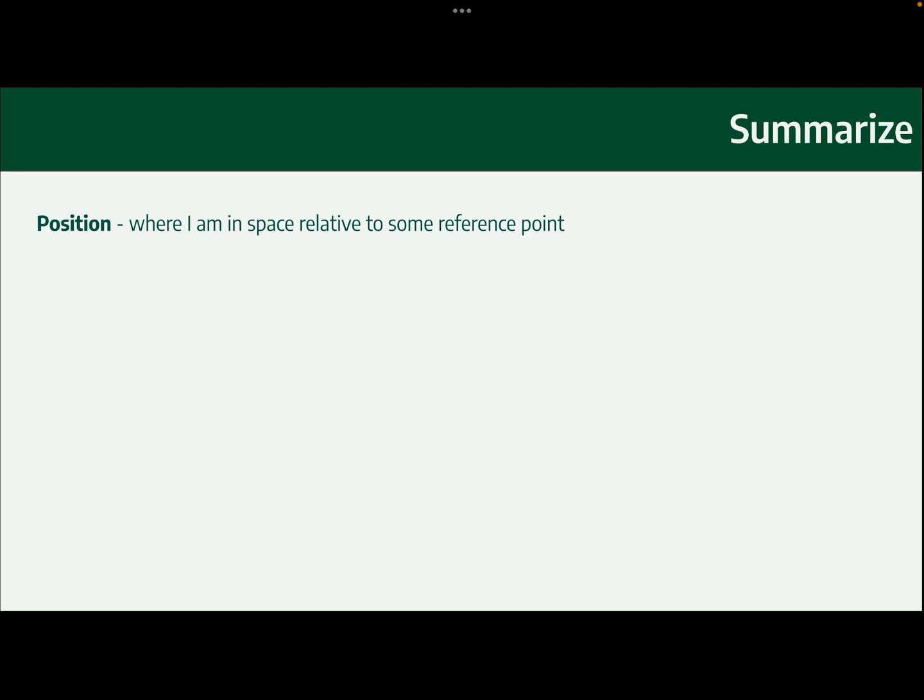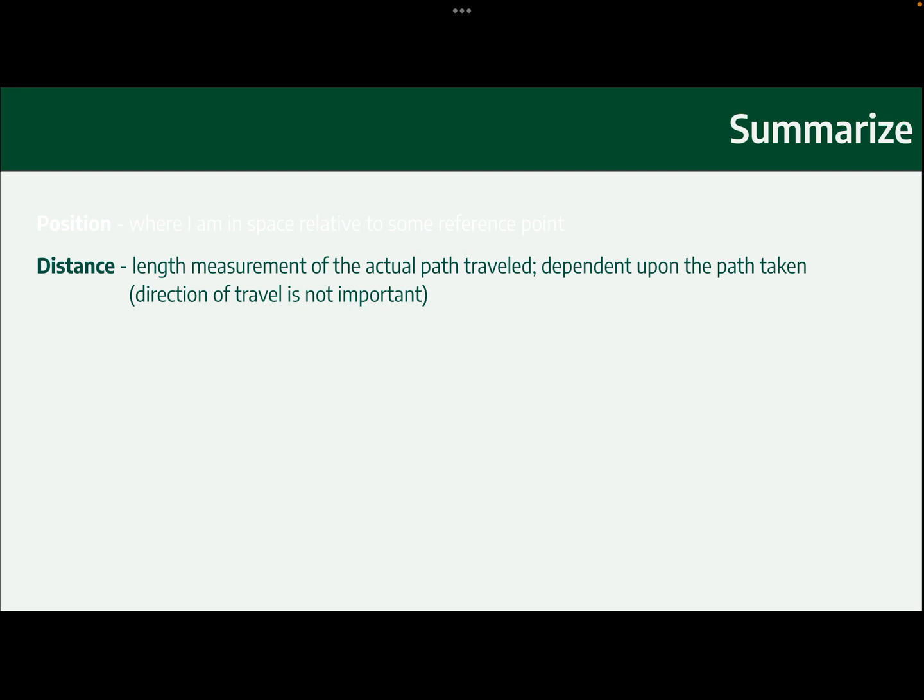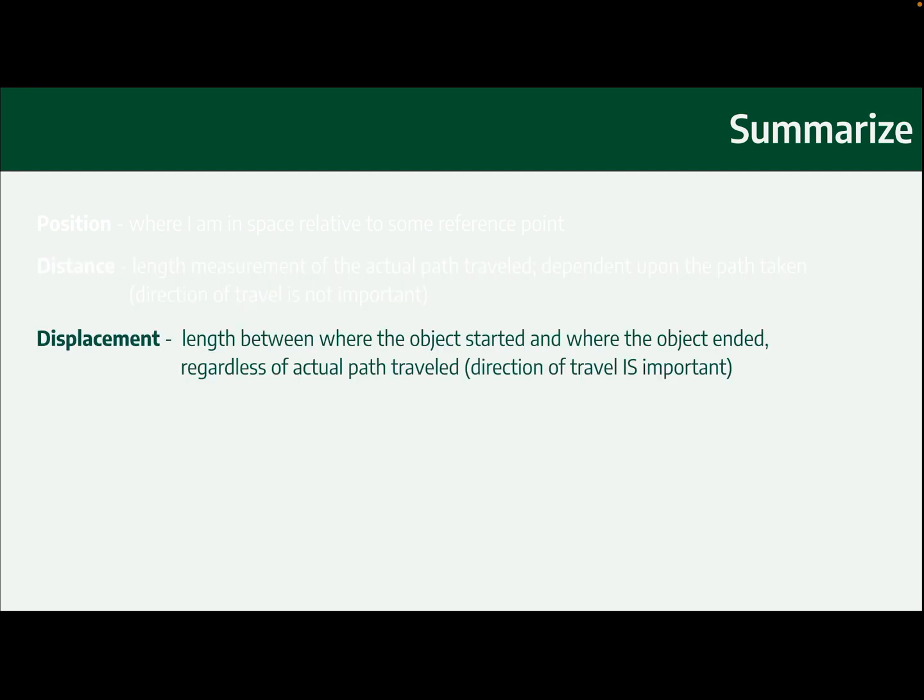All right, quick summary. Position is where I am in space relative to some reference point. Distance is the length measurement of the actual path traveled, dependent upon the path taken. Direction of travel is not important. Displacement is the length between where the object started and where the object ended, regardless of the actual path traveled. The direction of travel is important. We care about where it started and where it ended as it moved through.